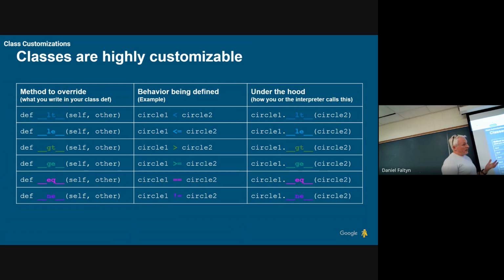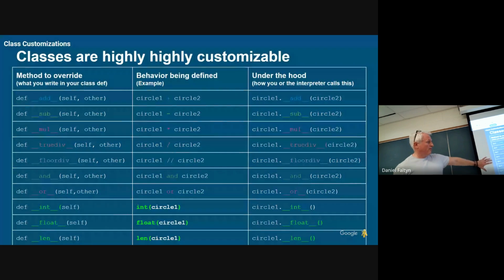What's the interpreter doing under the cover? And we can see this in Python Tutor at some point. It's literally calling that function that you declared on your class. So here's a whole wall of them. Here's another whole wall. None of these should be a real big surprise, though. Y'all know how to do all this.